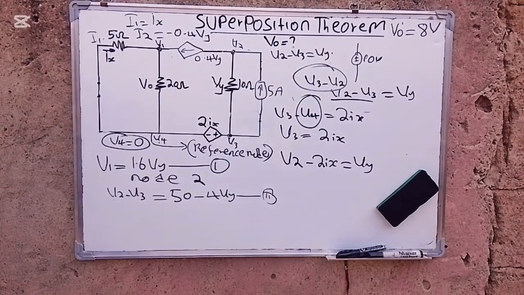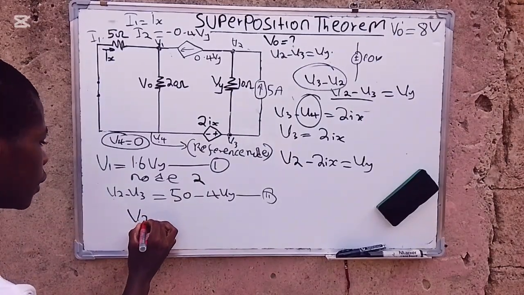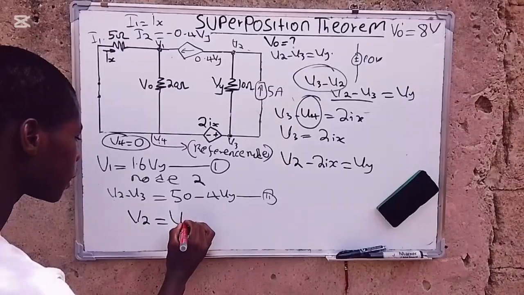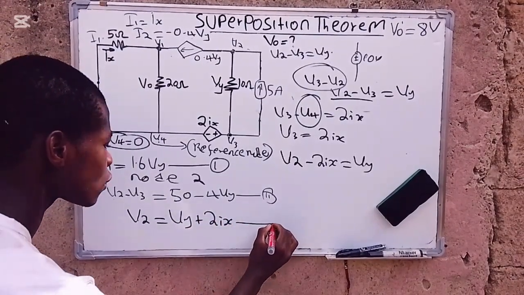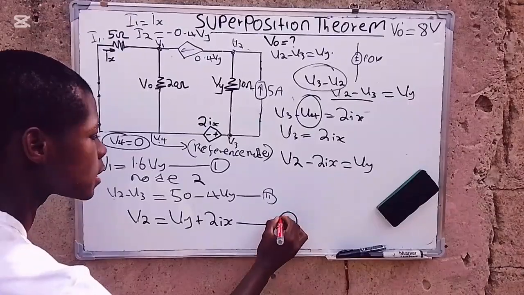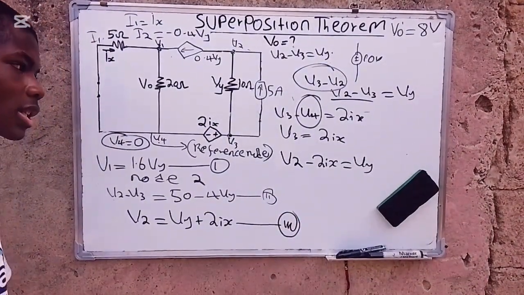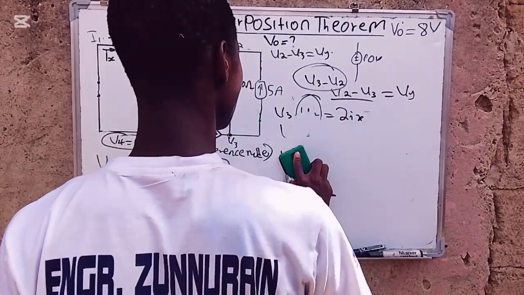So the next thing that I'm going to do, I should say V2 should now be equal to, I'll make V2 the subject of the formula. It will become Vy plus 2ix as equation 3. So this is equation 3. So the next thing to do is that, let me clean this.